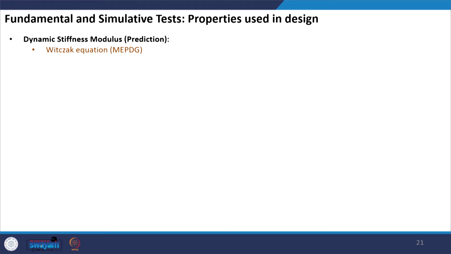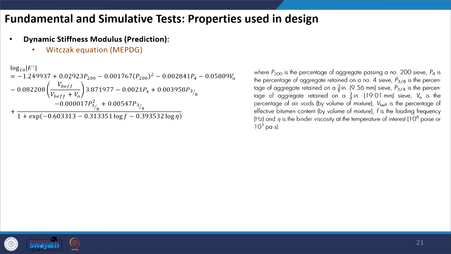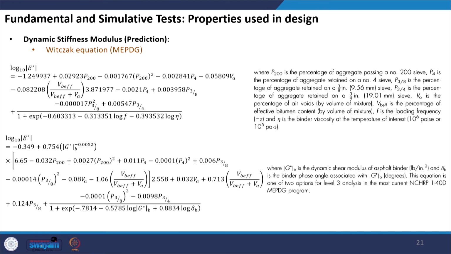Okay. Now we talk about the Witczak equation. We have 2 equations, which are also used as an input in the MEPDG pavement design method. Again this is a long equation which helps us to predict the value of E star. Okay. And you can see in the first equation E star is a function of the volumetric parameters. These volumetric parameters are indicated here. I am not going to verbally talk about these parameters, they are very straightforward and these are just predictive equations.